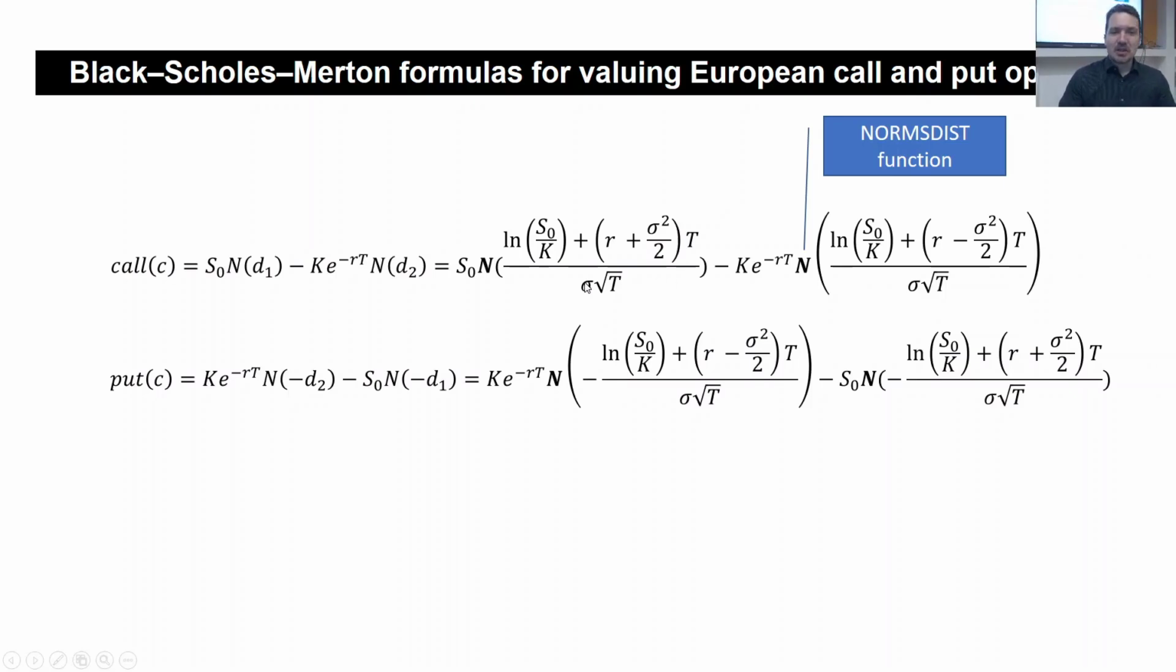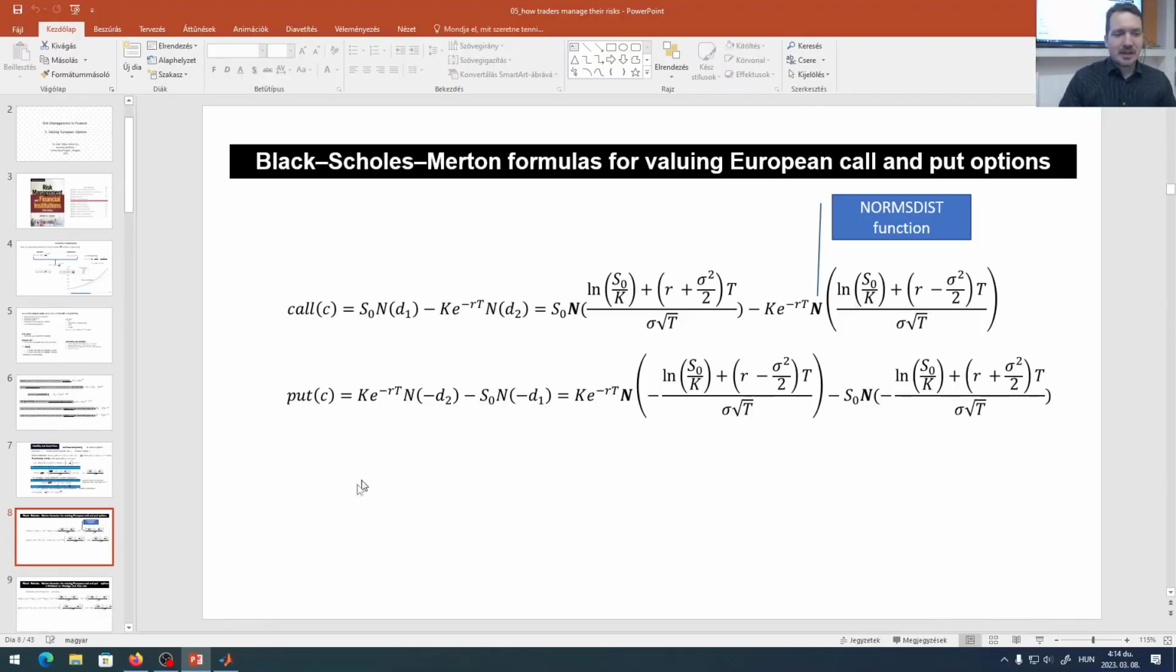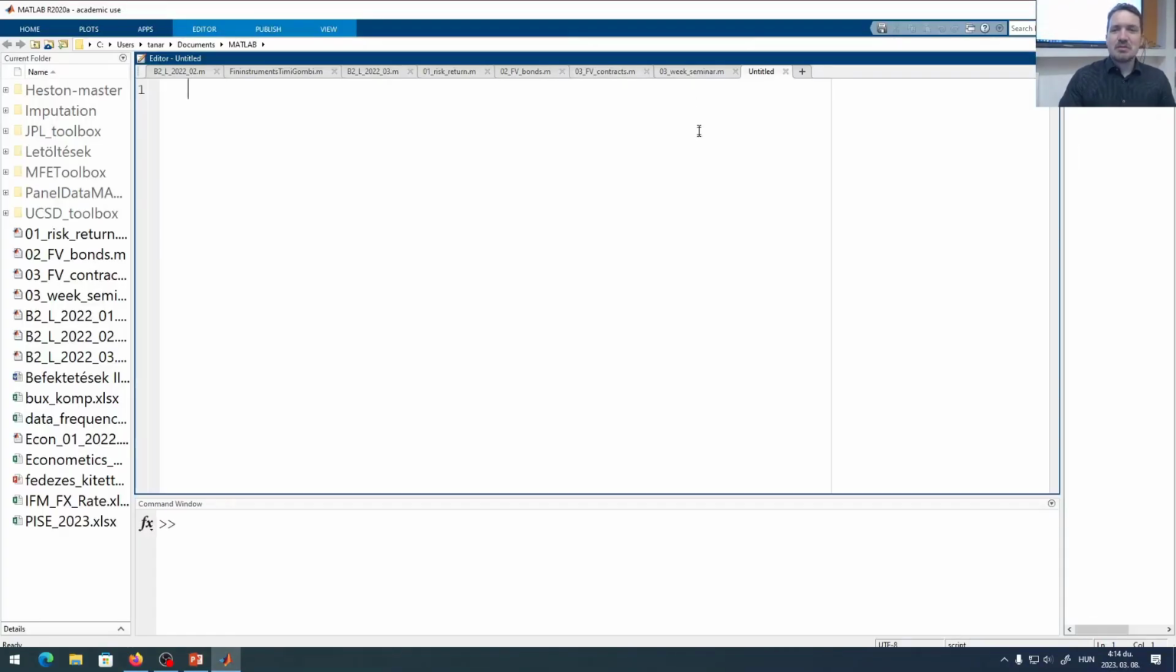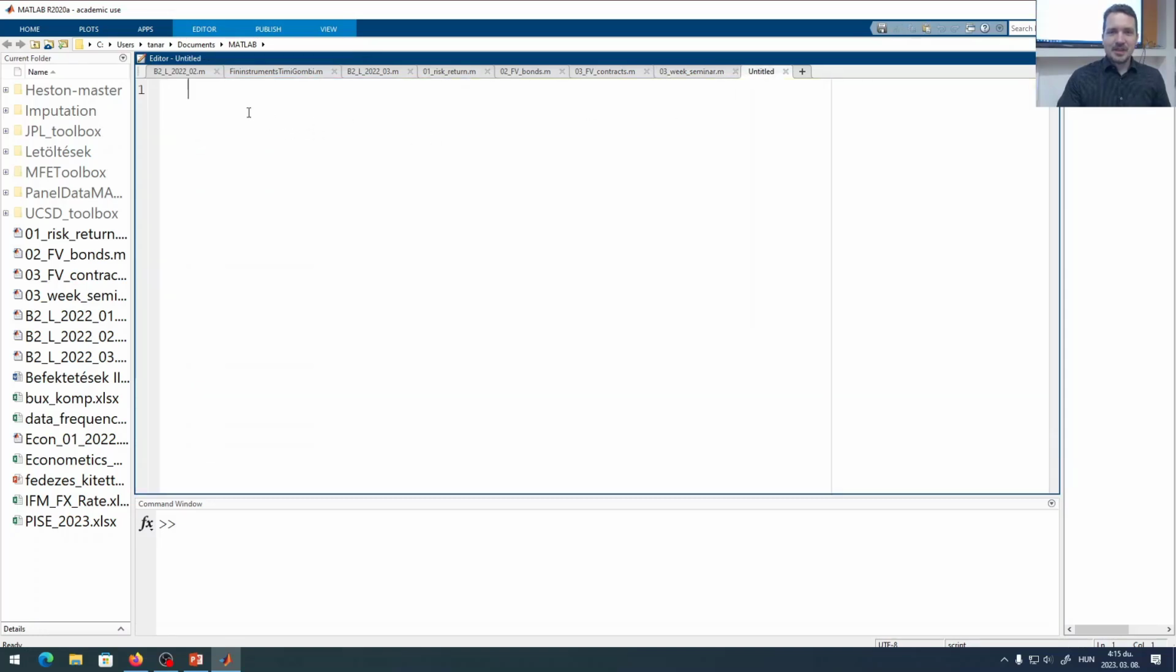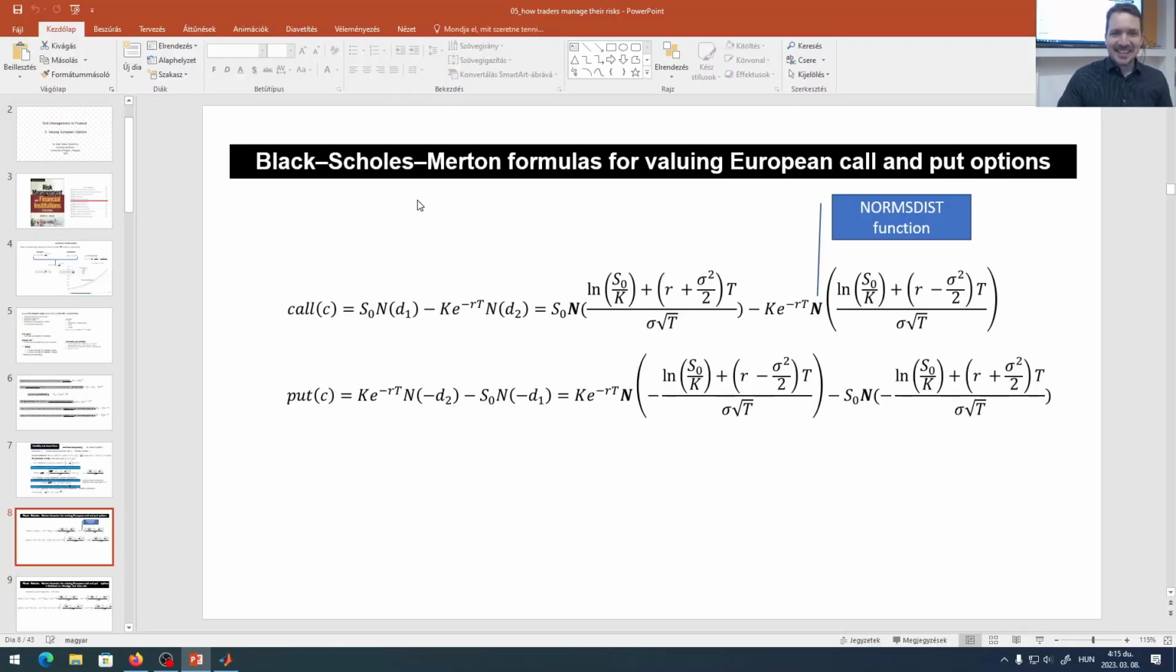Okay, so let's build our Black-Scholes formula, because now we can do it with our hands. I mentioned it's obvious, so what can possibly go wrong? Nothing. So, Black-Scholes-Merton formulas.